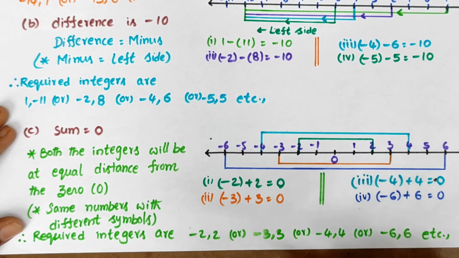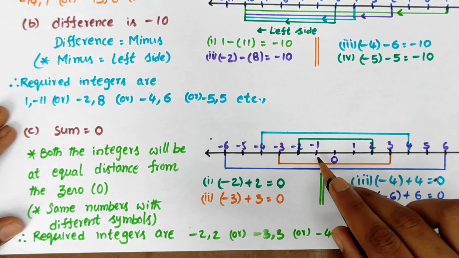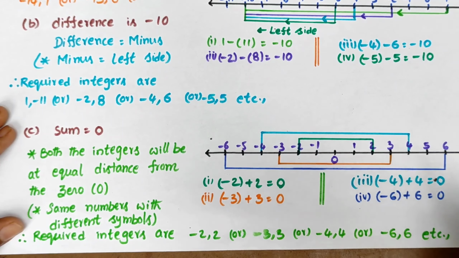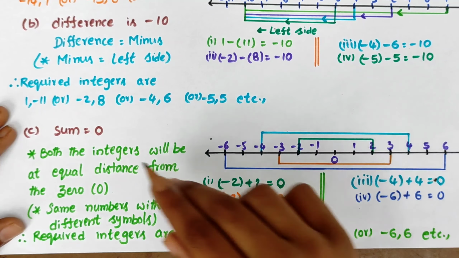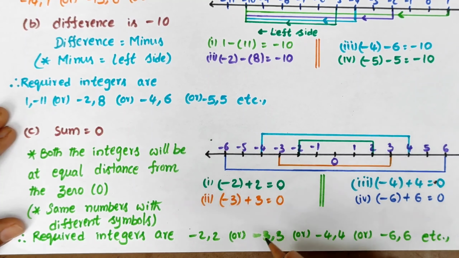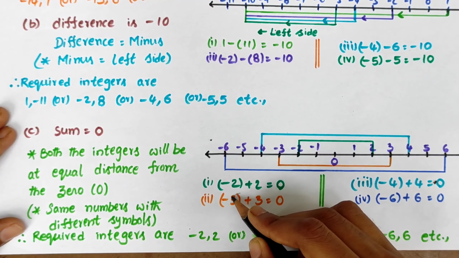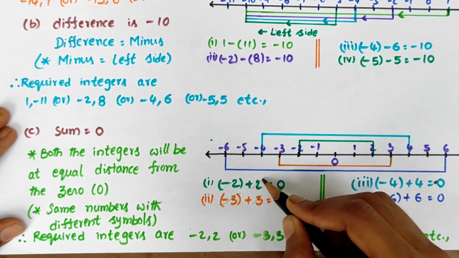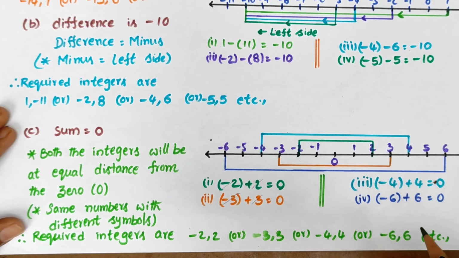Now, minus 3 plus 3. See here 1, 2, 3 and here on the positive side 1, 2, 3. So there is equal distance from 0. So it is minus 3, and sum means plus. So minus 3 plus 3 is equal to 0. Or we can cancel them. Cancel minus 3 plus 3, minus 2 plus 2. We can cancel them, we get 0. Now let us see the third pair.